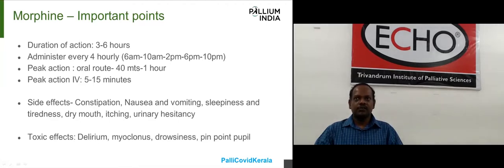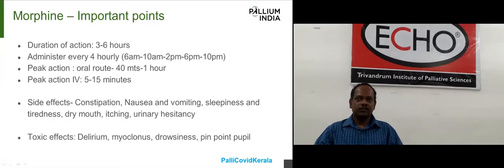This is due to multiple mechanisms. It is due to stimulation of the chemoreceptor trigger zone. It also stimulates the vestibular apparatus, and partly it is because of inhibition of motility of the gastrointestinal tract. But this is self-limiting. Within 3 to 5 days, nausea and vomiting will be over. Sleepiness and tiredness also occur in 1/3 of the patients, which is also self-limiting. Dry mouth, itching, and urinary hesitancy are the rare side effects of opioids.